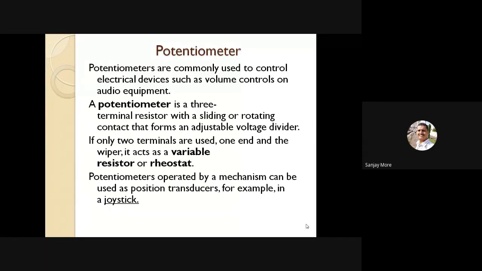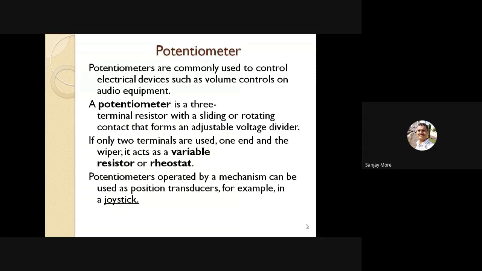A potentiometer is a simple mechanism. It is used in games like a joystick. It is an electric device used to control the volume in audio equipment. A potentiometer is a three terminal resistor with a sliding or rotating contact that forms an adjustable voltage divider. If only two terminals are used, with one end and the wiper, it acts as a variable resistor or rheostat.